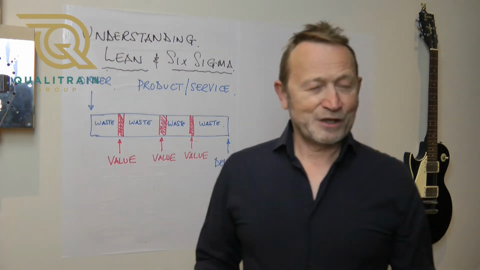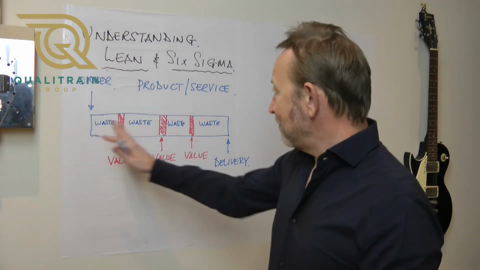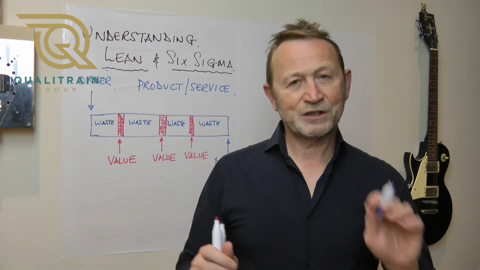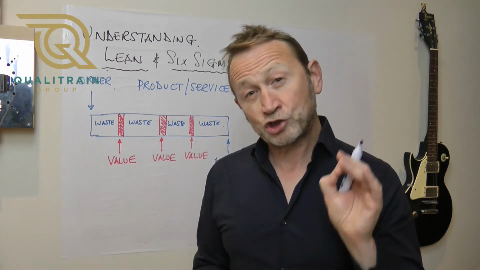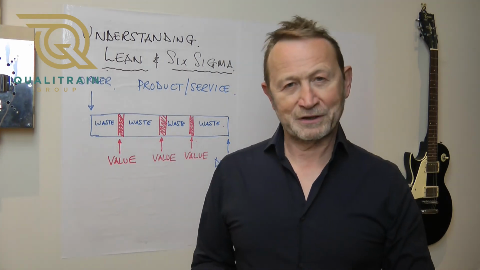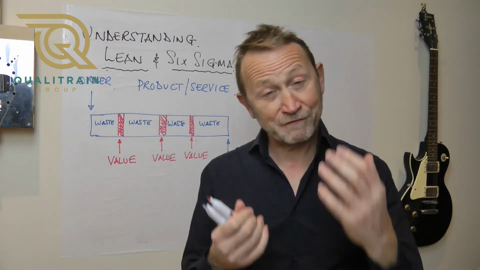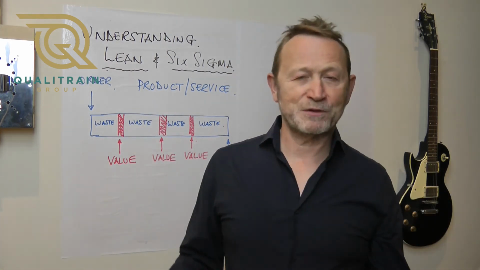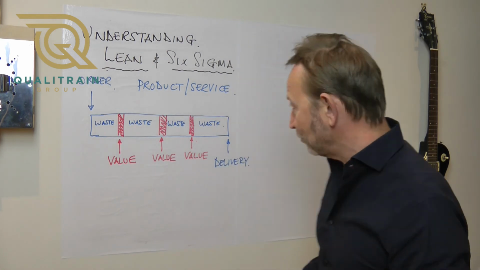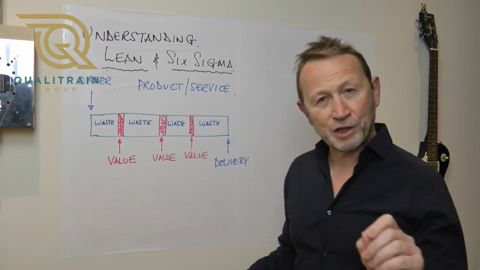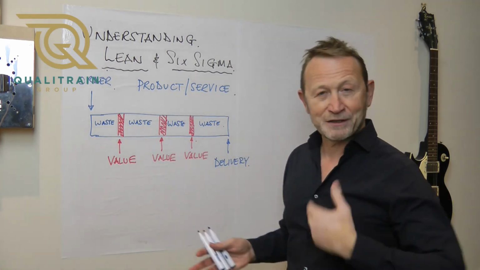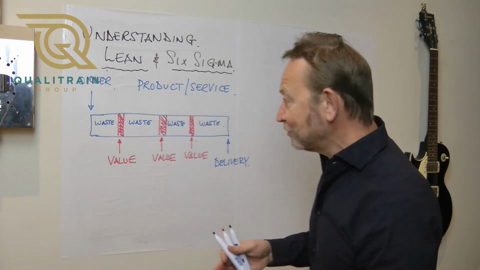And what Lean and Six Sigma do is combine to make these steps work as brilliantly and as cheaply as they can possibly work, and therefore deliver a product as fast as possible in the cheapest possible way. That doesn't mean cheap, by the way, it means in the cheapest possible way. If you're delivering a Rolls Royce, it's not going to be cheap.